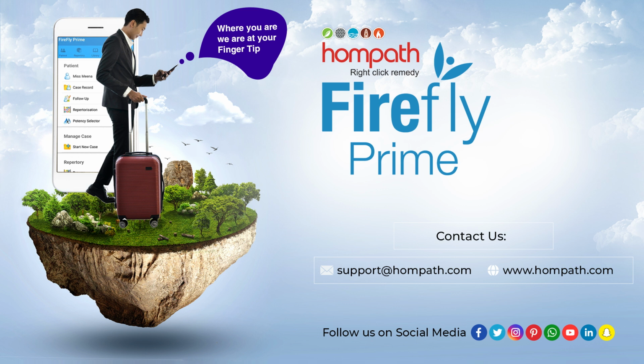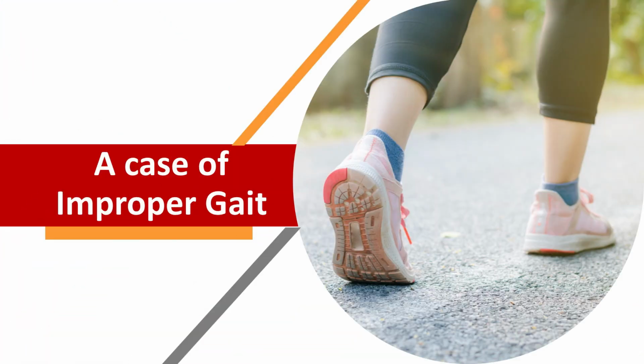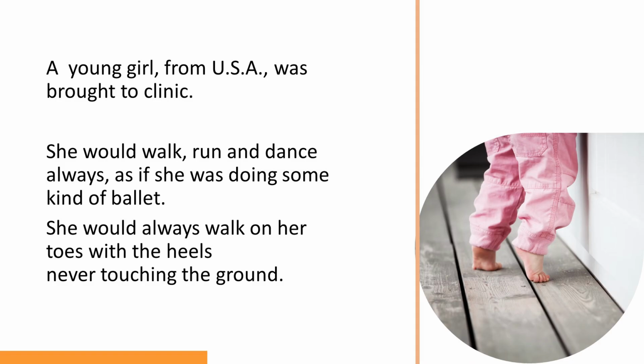So let's start with solving a case. This is a case of improper gait. A young girl from USA was brought to the clinic. She would walk, run, and dance always as if she was doing some kind of ballet. She would always walk on her toes with the heels never touching the ground. So, this is the case.